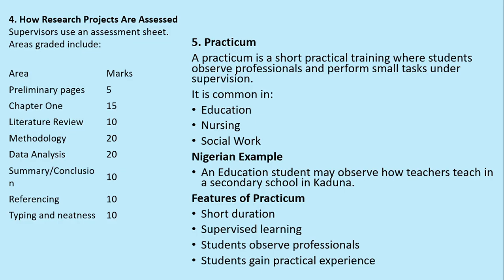It will be up to 100 marks. The preliminary page, that's 5 marks. Then chapter 1, which is your introduction, 15 marks. Your literature review, 10 marks. Your methodology, which is chapter 3, 20 marks. Your data analysis, which is chapter 4, another 20 marks. Then the summary and conclusion, which is chapter 5, 10 marks. Your references, 10 marks. How you type and your neatness, another 10 marks. All of this makes up 100 marks. So this is how it works.